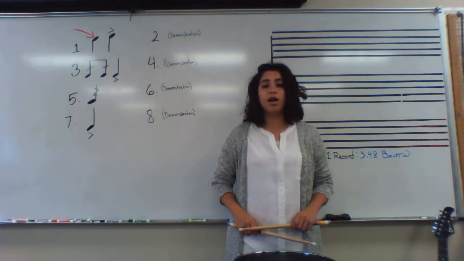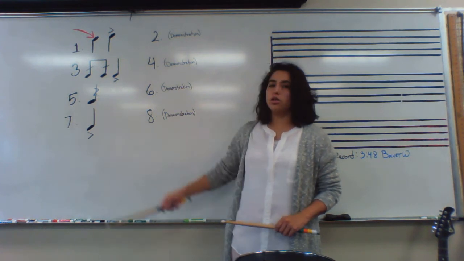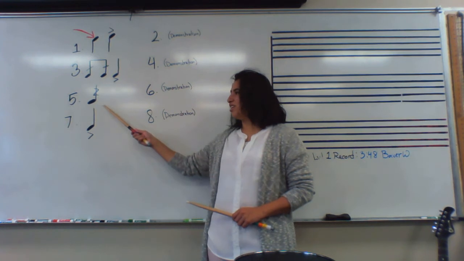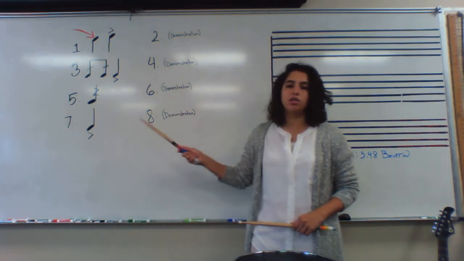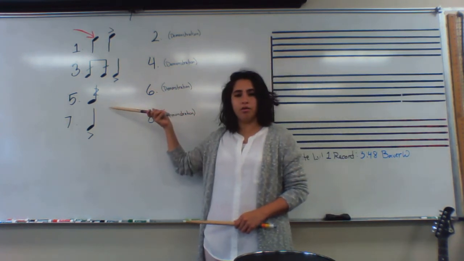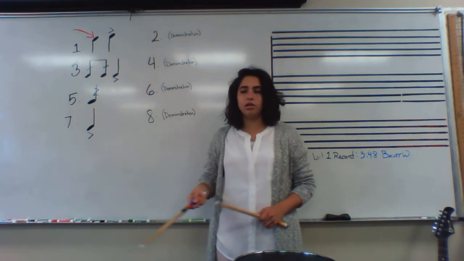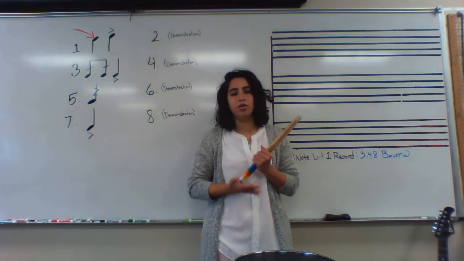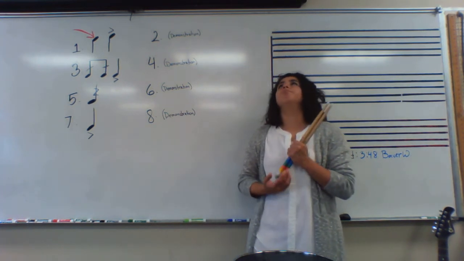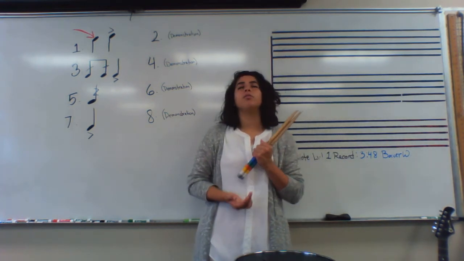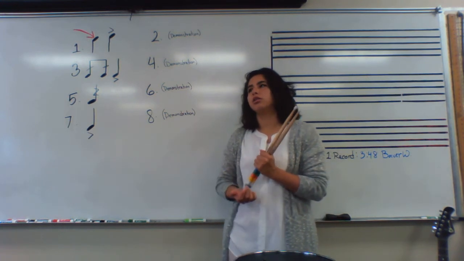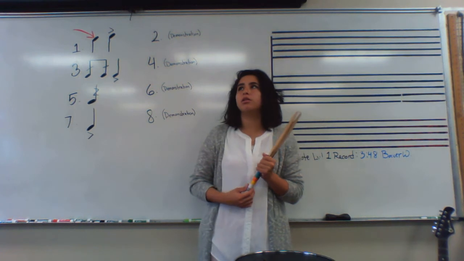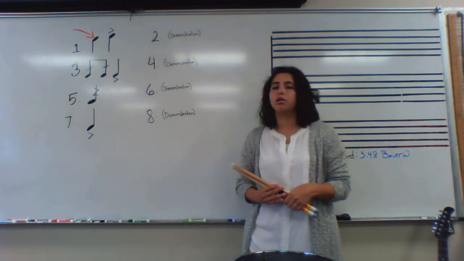Okay, question number 5. We're going to move on. I see a note and it's got a Z-looking thing going right through the stem. What is that? If I were to see music with this symbol on it, what would I call this rudiment? It's a Z right through the stem of the note. I'll give you a moment to think about it. What could it be?